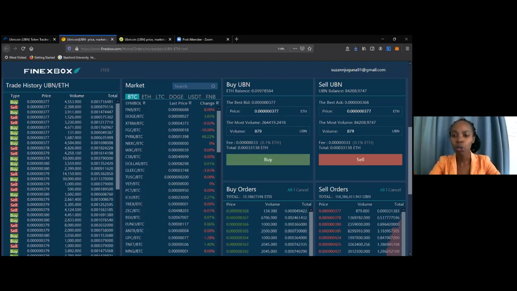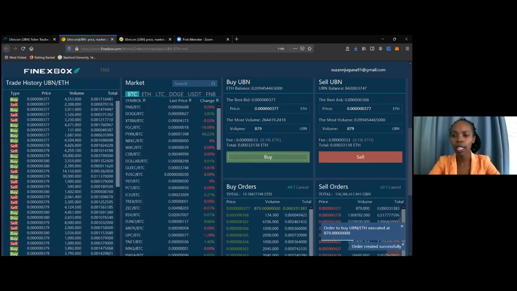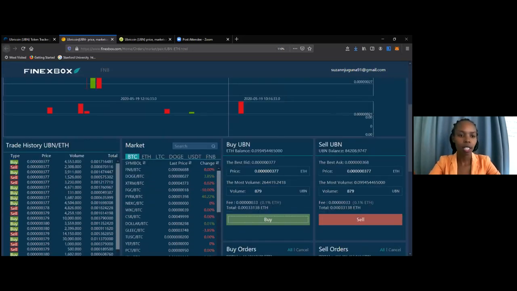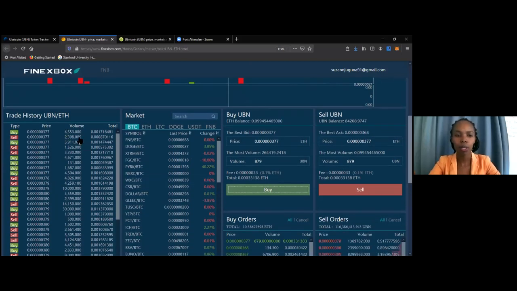So what you're going to do is click on the topmost order in the market and then click on buy. And then here you will see that your order is successful, has been executed, and you will be able to see it on this side. We're just going to give it some time.